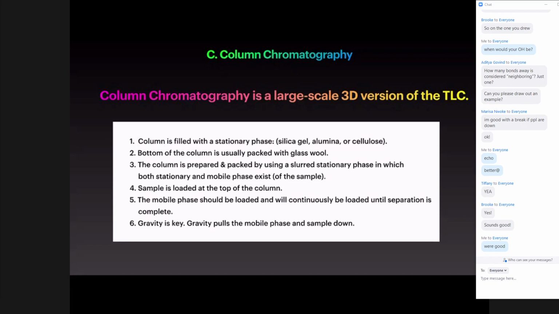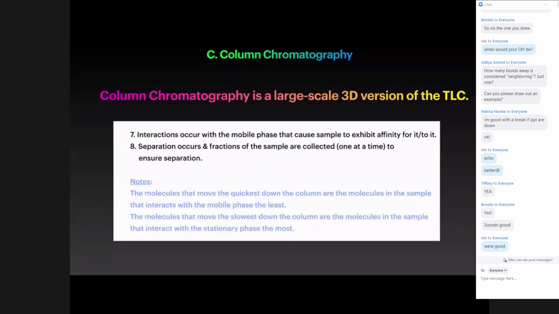Within that is the sample. So the sample is loaded at the top of the column. The mobile phase should be loaded and will continuously be loaded until separation is complete. Gravity is key to this version of the TLC, to column chromatography. So gravity pulls the mobile phase and the sample down the column.